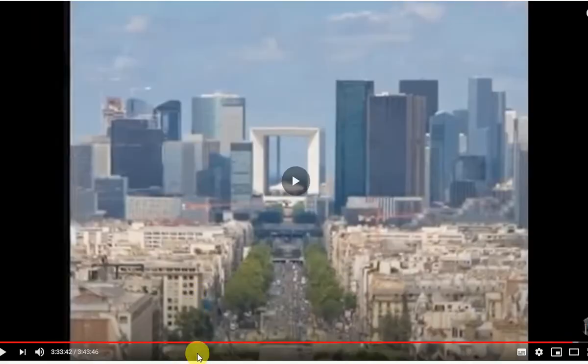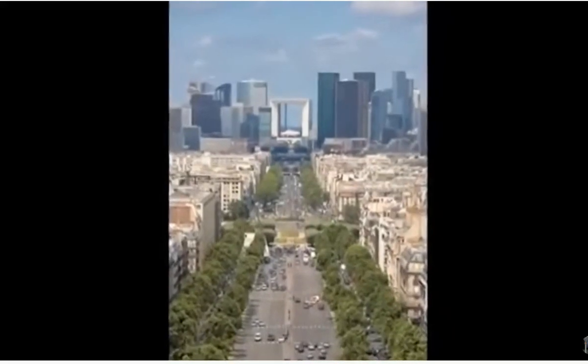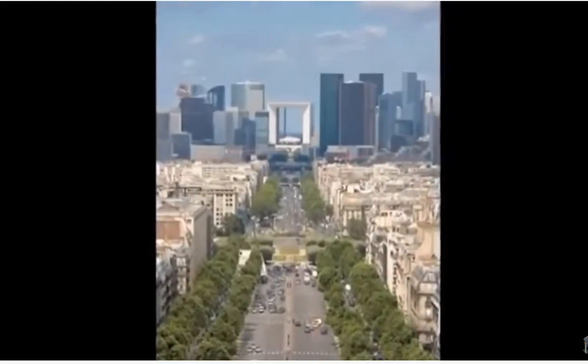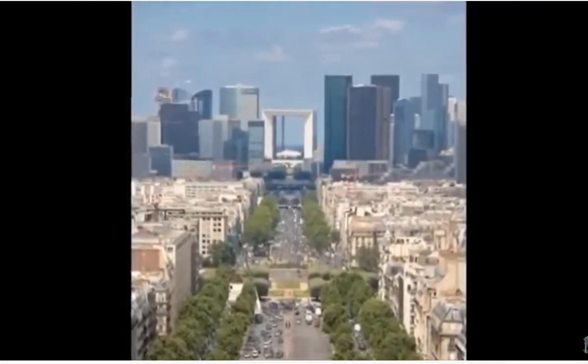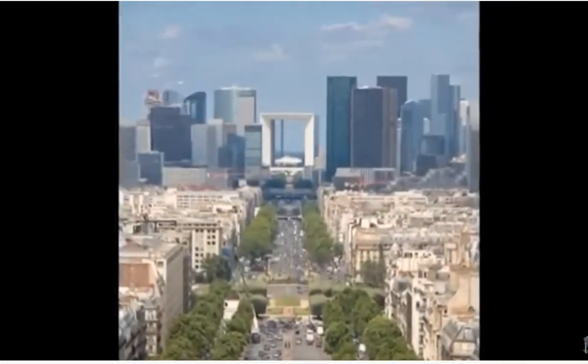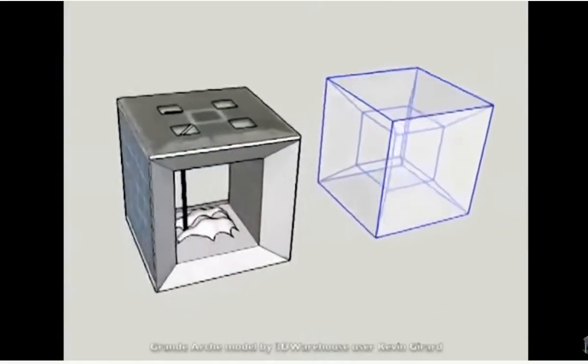Jesus, a three-dimensional shadow of a hypercube. Turning to Paris, let's look at the Grand Arch with fresh eyes. Remember that everything has a reason. The Grand Arch is in La Défense, the modern section of Paris. Why? We need a modern three-dimensional shadow of a hypercube.